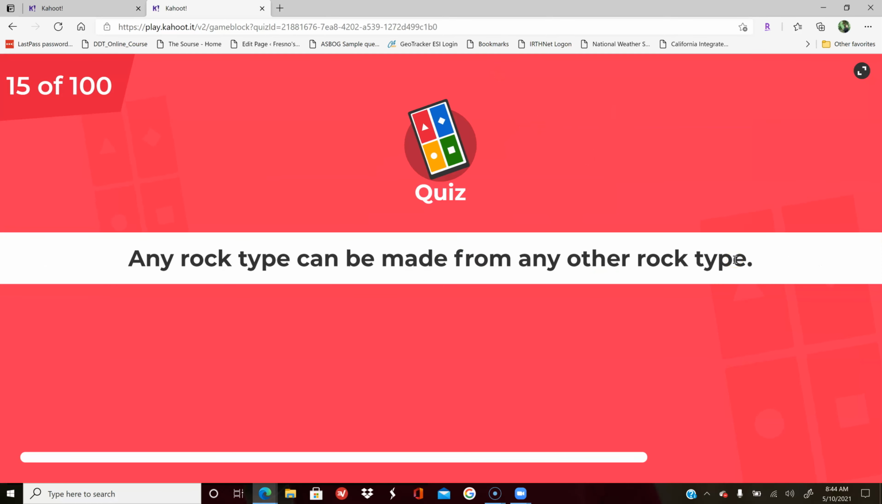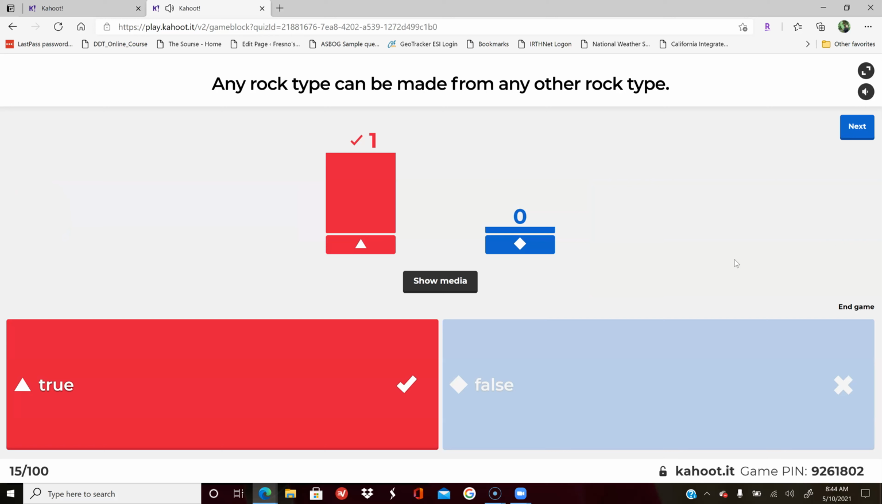Any rock can be made from any other rock type. This is true. This is why it's called the rock cycle. So any rock can be made from any other type of rock.